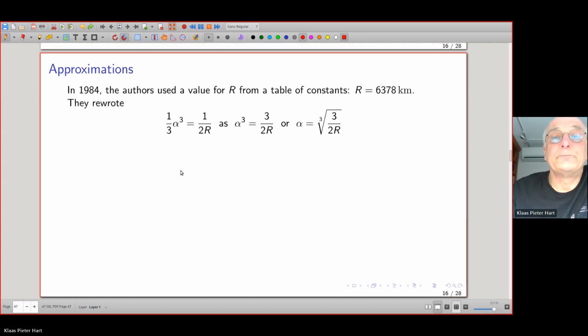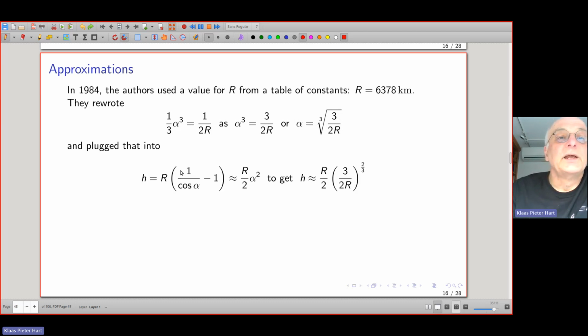And so alpha becomes the cube root of 3 over 2r. And we can stick that into the approximate formula that we get for h, because we get r times that 1 over cosine minus 1, turn that into 1/2 alpha squared, and we get a formula, here it is, for h, an approximate formula, and we can simply put in r and get our result. And here we go.